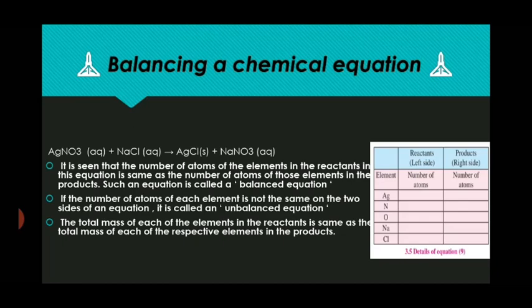And next, what is an unbalanced equation? If the number of atoms of each element is not the same on the two sides of the equation, then it is called an unbalanced equation. If the total mass of each of the elements in the reactants is the same as the total mass of the respective elements in the products, we say it is a balanced chemical equation.